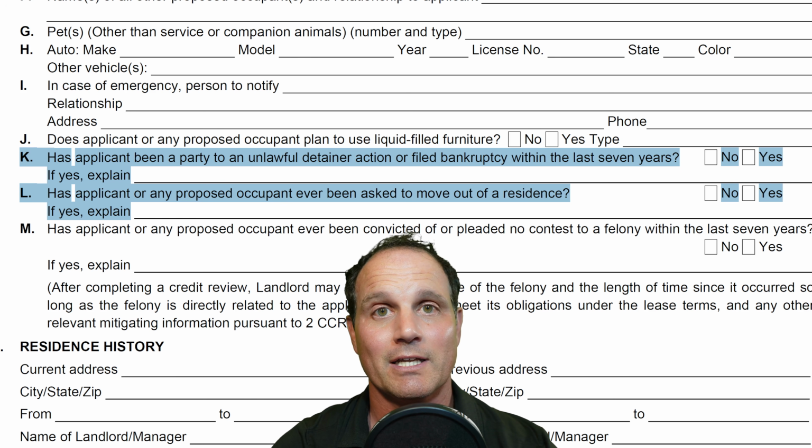And of course, I'm going to let you know that landlords, discuss this with your attorneys if you see this has happened. And tenants, make sure you discuss with an attorney before marking these boxes no if the answer is indeed yes.